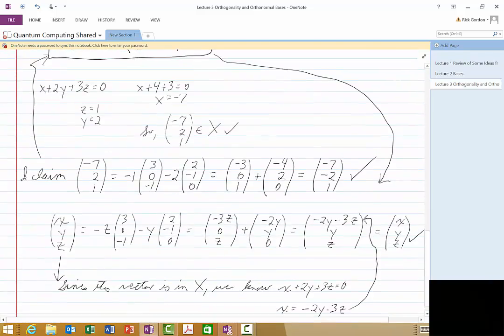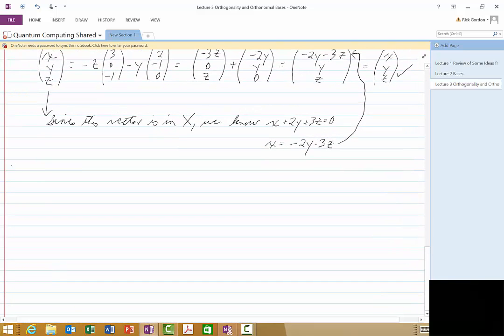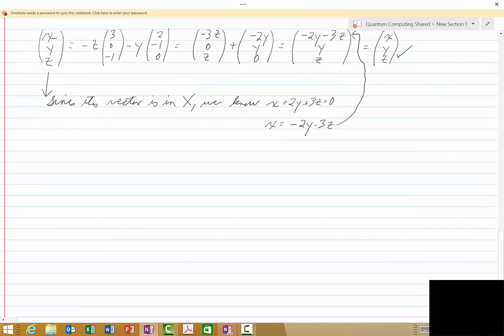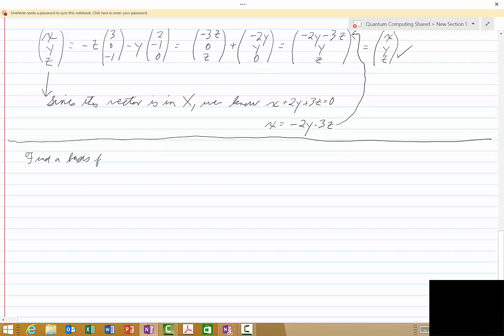So maybe before we move on, we should look at one more example of this. Let's say maybe find a basis for x plus 2y minus z equals 0. Oh, I'm sorry, this is an equation here. What I want to say is find a basis for X equals the set of all (x, y, z) in R3 such that x plus 2y minus z equals 0.